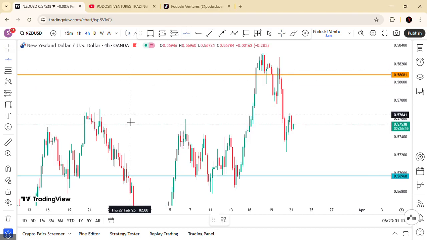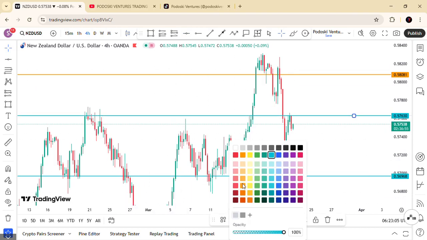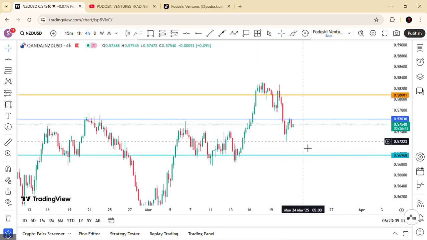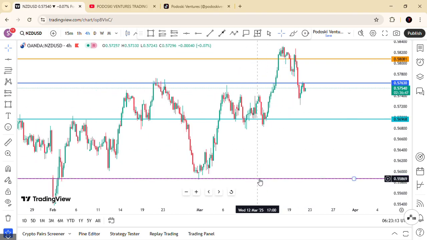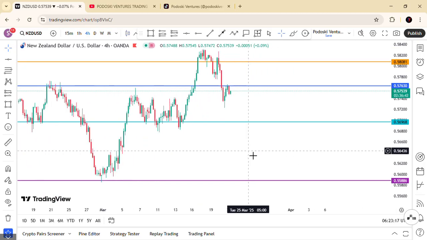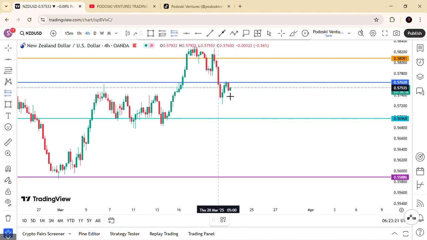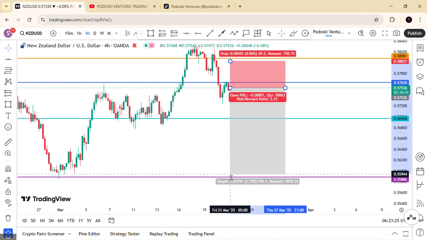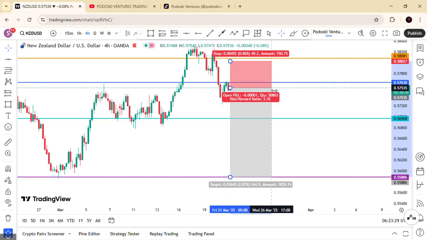So on the 4-hour time frame, you see a nice break and retest happening right here. With this, I'm going to pick my entry on NZDUSD from here. Then I'll target the monthly low or the monthly zone.